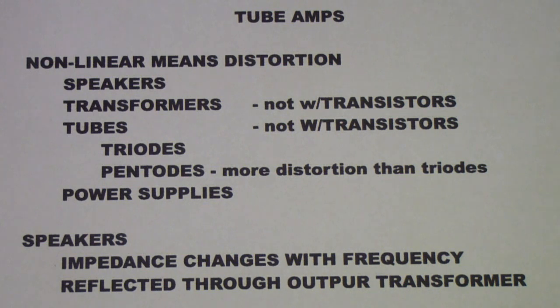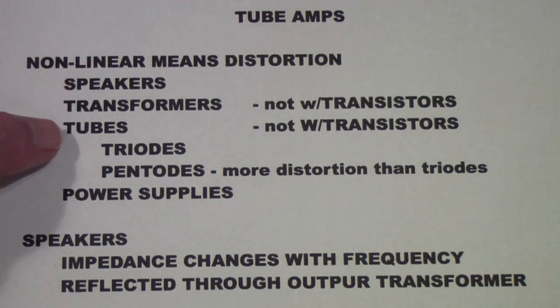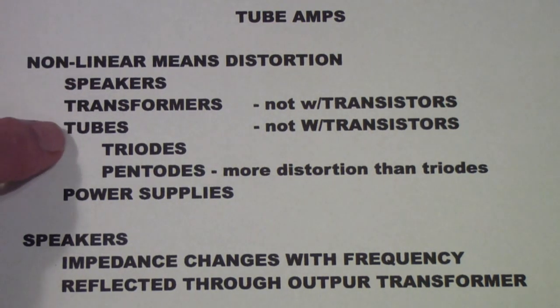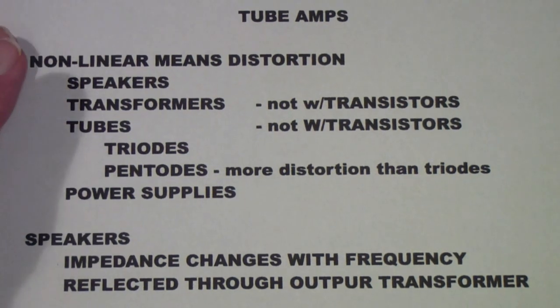And with tube amps, there are three areas where that distortion comes from: speakers, transformers, and tubes. Now, there are other things that can cause distortion, including the power supplies that I will talk about briefly, but basically it's speakers, transformers, and tubes. Now, speakers are common to the tube amps and transistor amps, but transformers and tubes, of course, are not. You can put a transformer in a transistor amp, but because the transistors don't behave like tubes, you're not going to get the same sound.